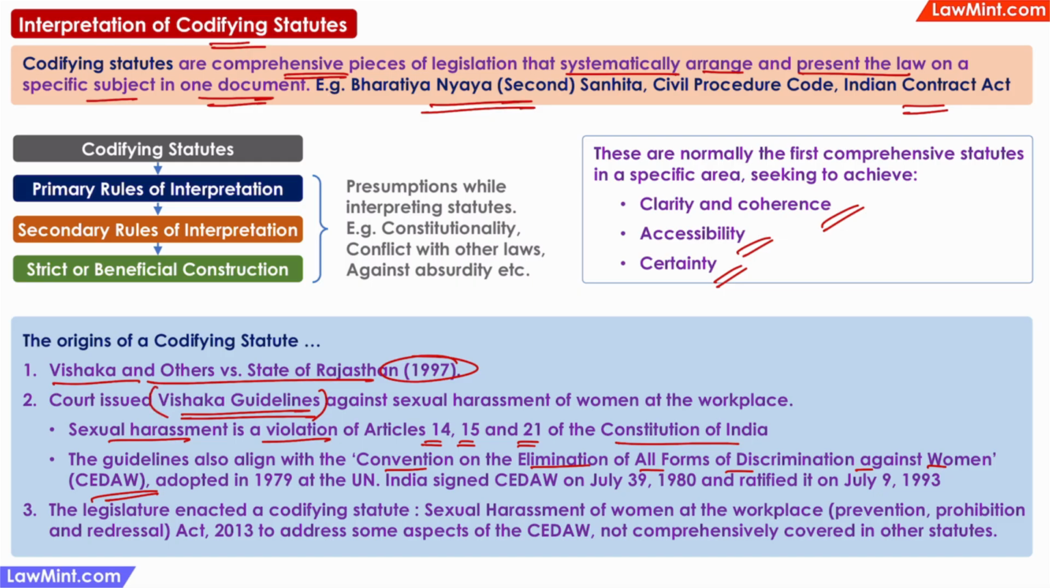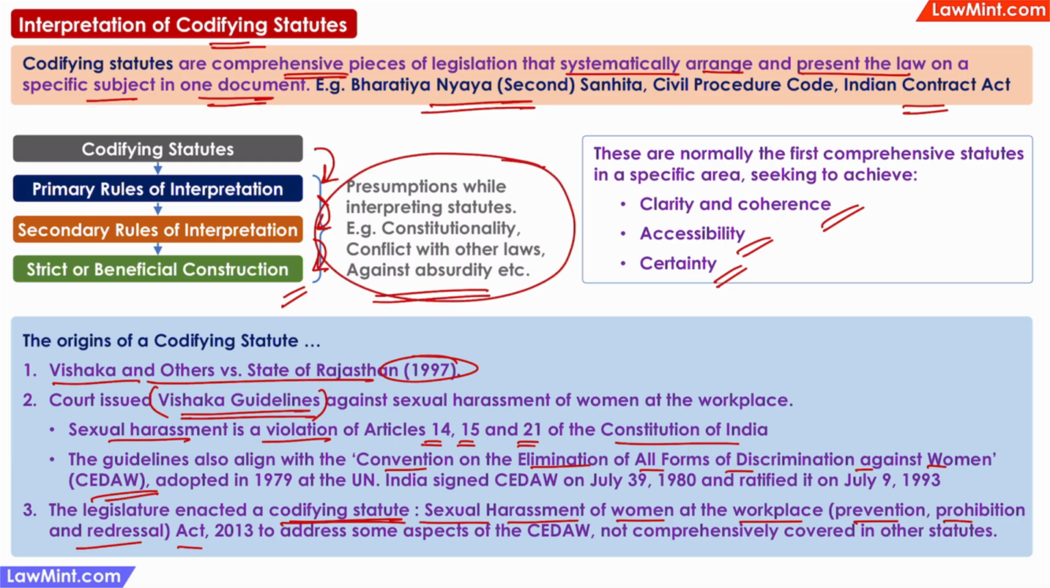And much later, in 2013, the government enacted a comprehensive codifying law on that subject, which is the Sexual Harassment of Women at the Workplace (Prevention, Prohibition and Redressal) Act. As far as the interpretation is concerned, it starts with the application of the usual primary and secondary rules, and depending on what is the purpose or the nature of the codifying statute, either strict or beneficial construction is followed. And any interpretation of any statute must be validated against the presumptions as to the interpretation of statutes.